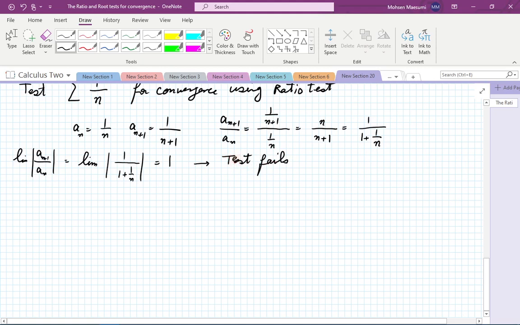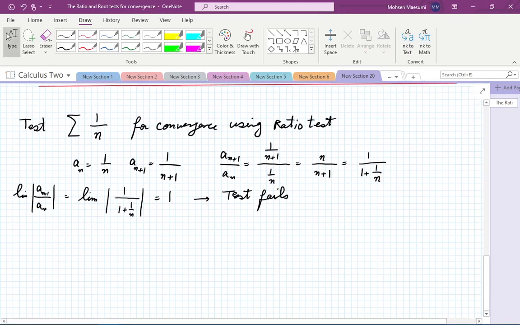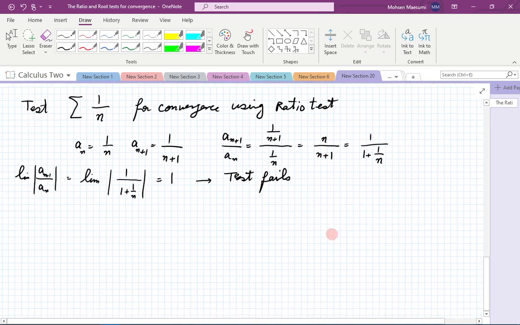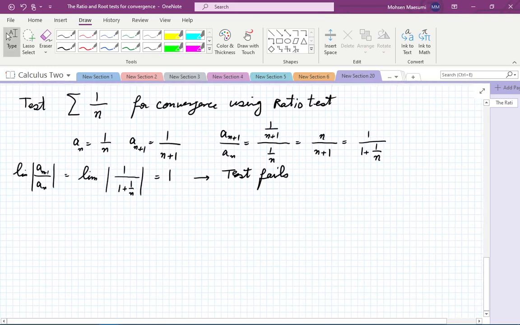Almost feels like having wasted time. So, well, we had done the integral test before. By the integral test, we know this thing diverges because the integral of 1 over x is the logarithm of x, and that one diverges. I know this one diverges, but this test doesn't tell me that. It just fails to say anything.